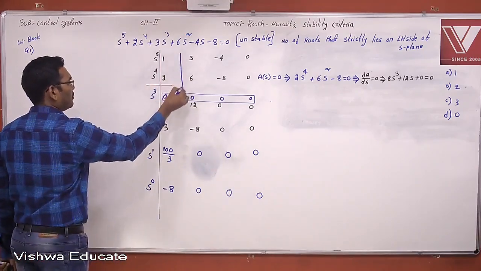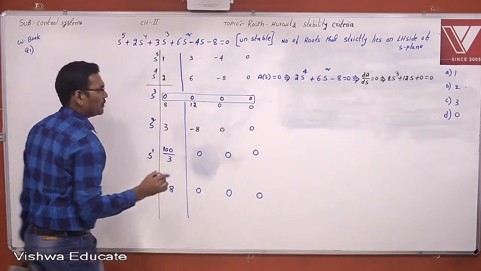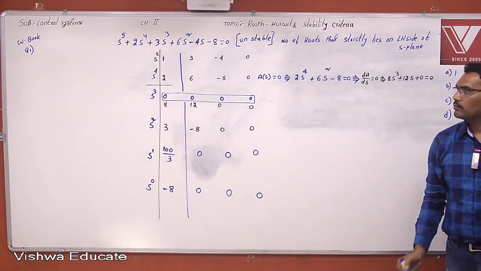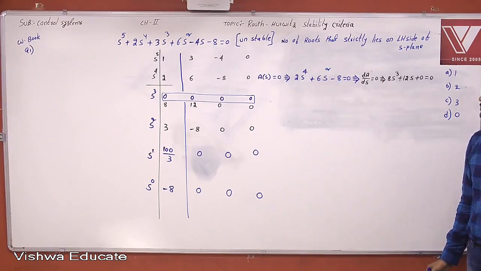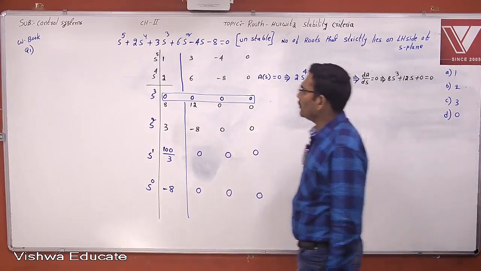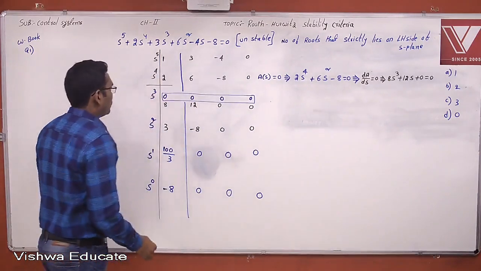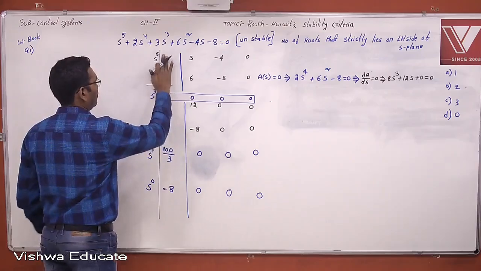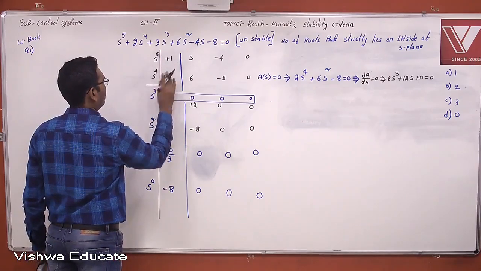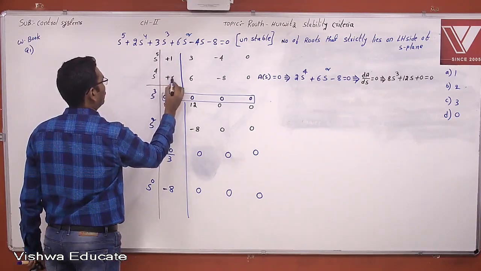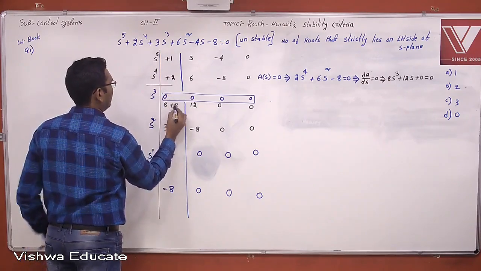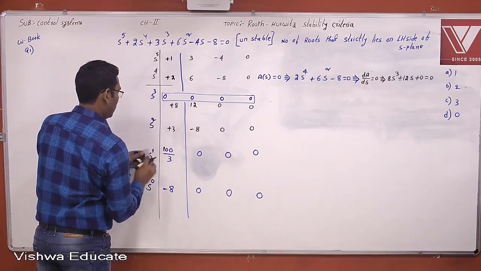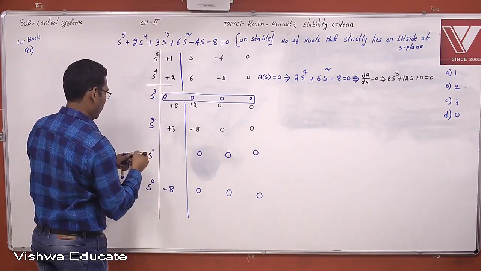Now this is the first column. Just note that down first. Clear or not? Now this is the first column. Now I'll write it: this is plus 1, this is plus 2, this is plus 8, this is plus 3, this is plus 100 by 3.